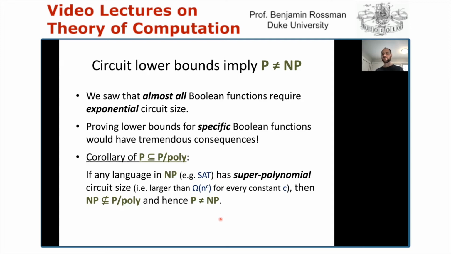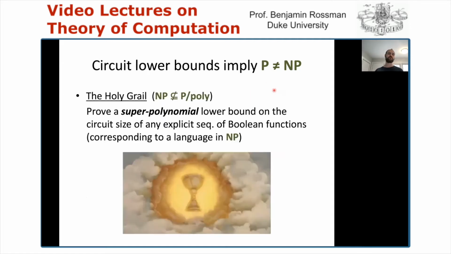So this is one of the reasons to study circuit complexity: it provides a combinatorial version of this P versus NP problem, and we can hope to study these important questions from that perspective. And so this is, as I said, the holy grail of circuit complexity, to prove a super polynomial lower bound on the circuit size of any explicit sequence of Boolean functions.